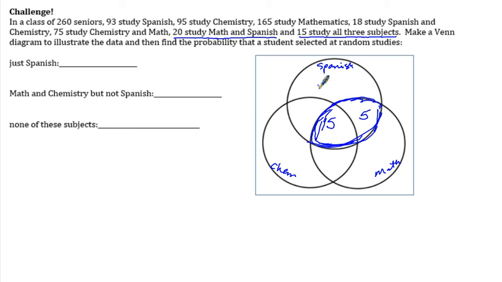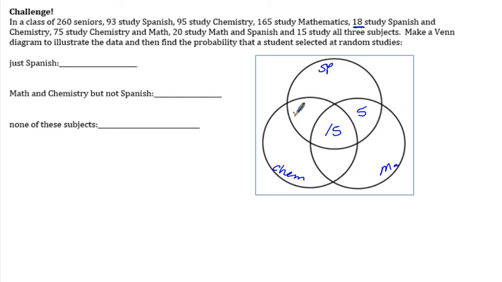Okay? So make sure that you have that concept in your head. There was 5 here and 15 here. Spanish, math, chem. And apply that to the remainder of the overlaps. So let's look at Spanish and chem next. Spanish and chem, that's 18. So Spanish and chem, that's this cross section here, right? So these sections here total 18.